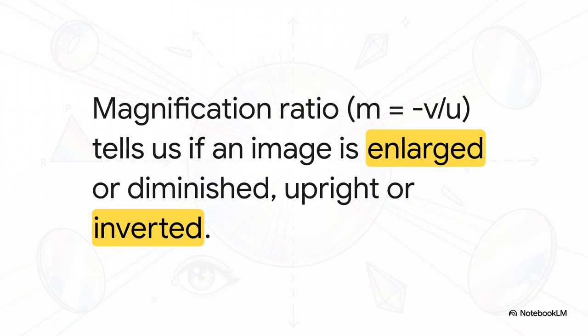And coupling that mirror formula with this super straightforward magnification ratio allows us to calculate exactly how enlarged or diminished an image will be. Magnification is really just the height of the image divided by the height of the object. What's wonderfully elegant here is the built-in logic. A negative sign in your final magnification number handily tells you the image is inverted and real, while a positive sign tells you it's upright and virtual.